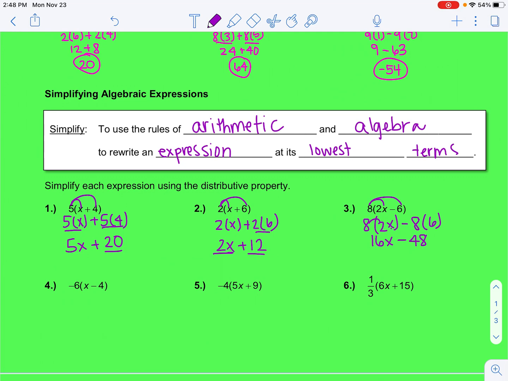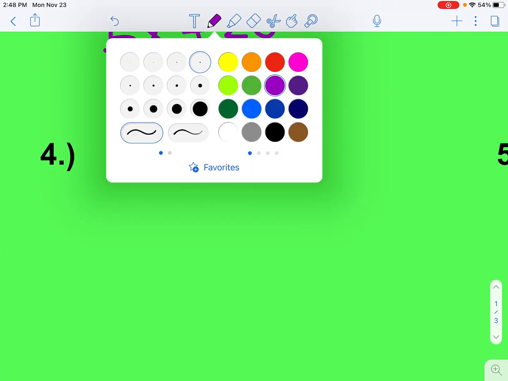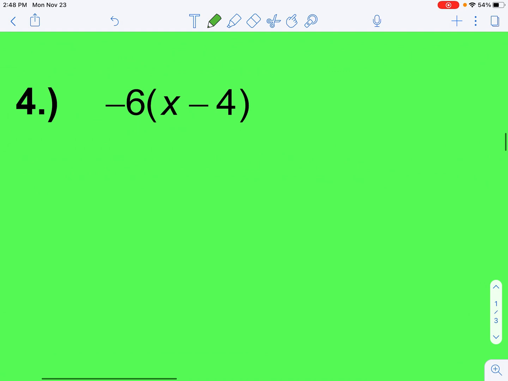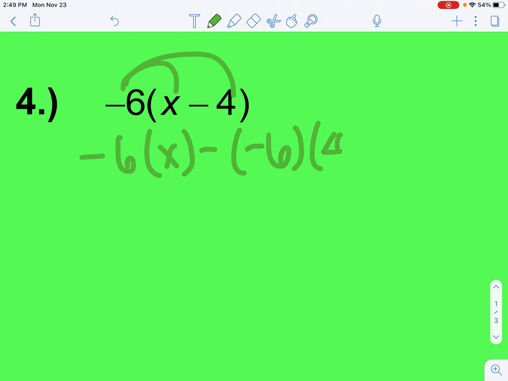I want you to try the next 3 on your own and come back and check your work. This time I have negative 6 in parentheses, x minus 4. We're going to do the same thing. This negative 6 is going to be multiplied times the x and times the 4. So I have negative 6 times x minus negative 6 times 4.